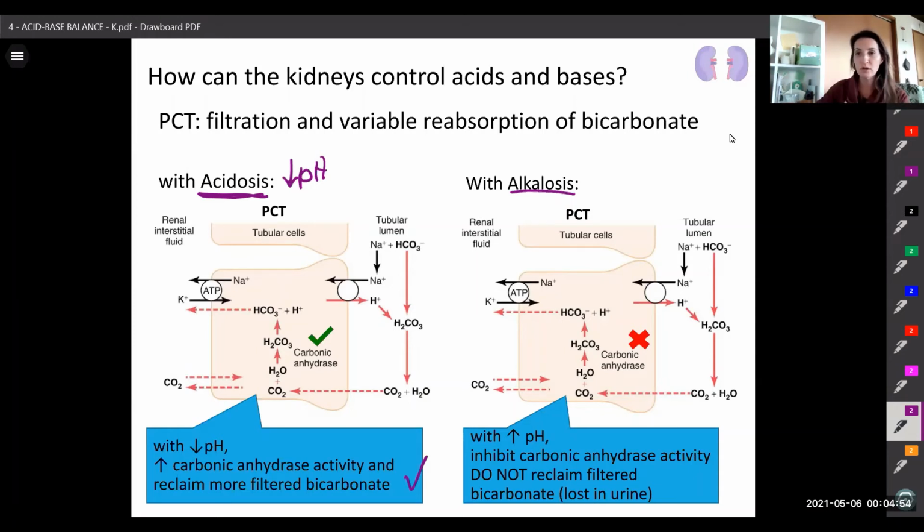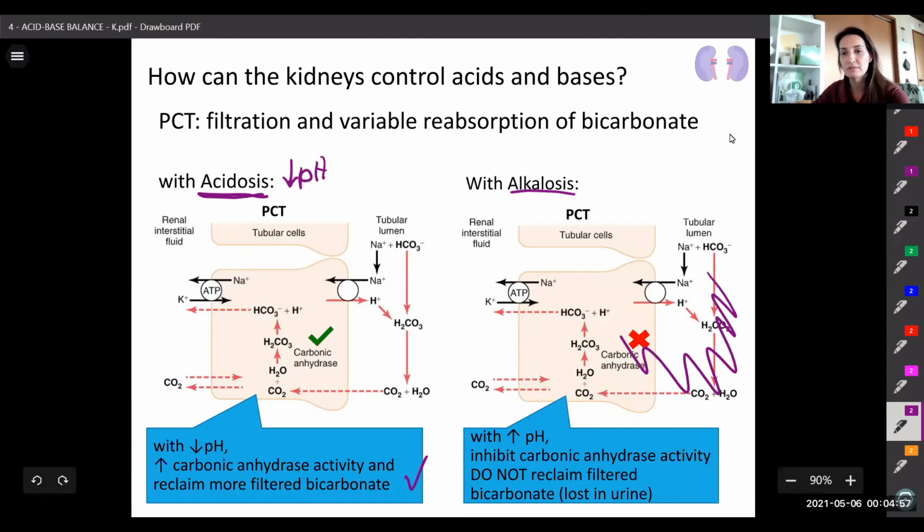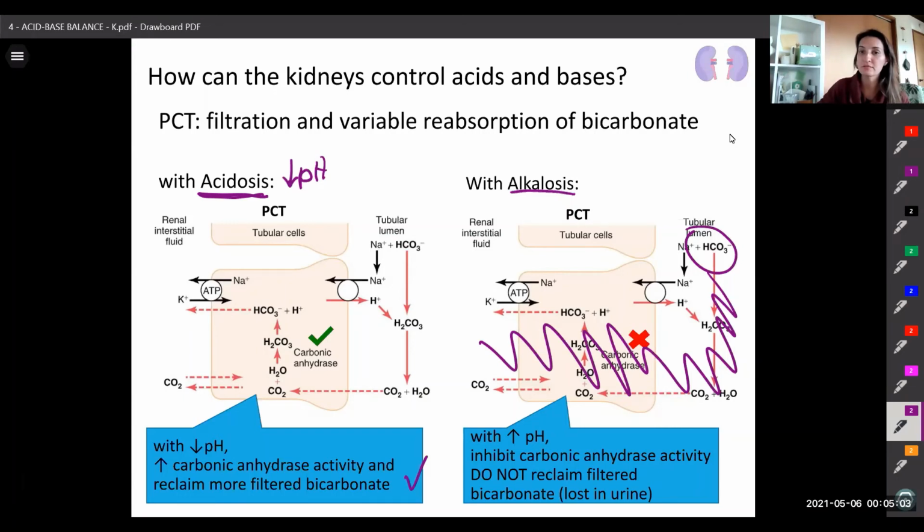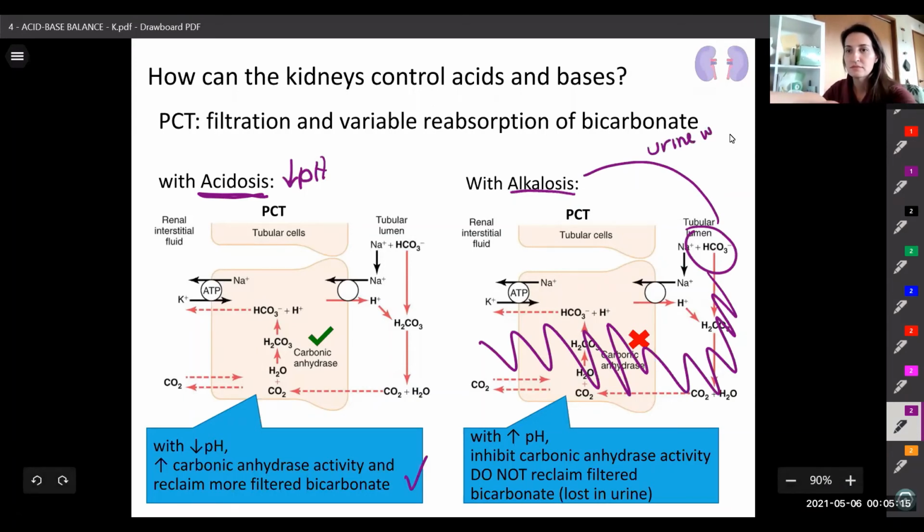It will move along, right? So none of this will happen. That filtered bicarbonate will move along and be excreted in the urine. And that also tells us that we'll have more bicarbonate in the urine when the individual has alkalosis, right? The urine will be basic in pH.